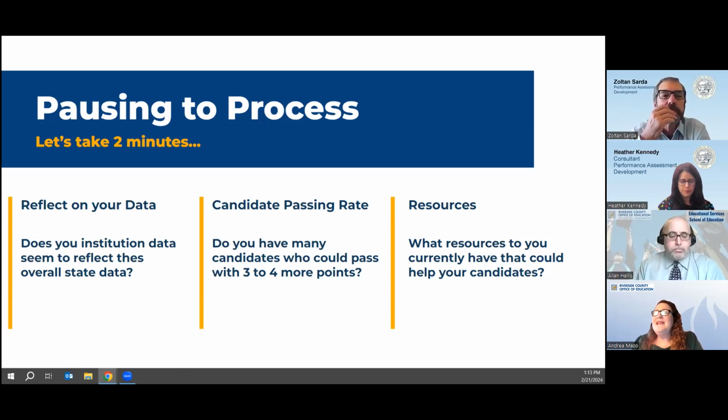And think about how many candidates could possibly have passed with maybe 3 or 4 more points that could have been lost due to not having a proper rubric. And then also consider, what resources do you currently have at your program that could help your candidates around this area, especially when considering choosing a proper rubric to use in the TPA process.